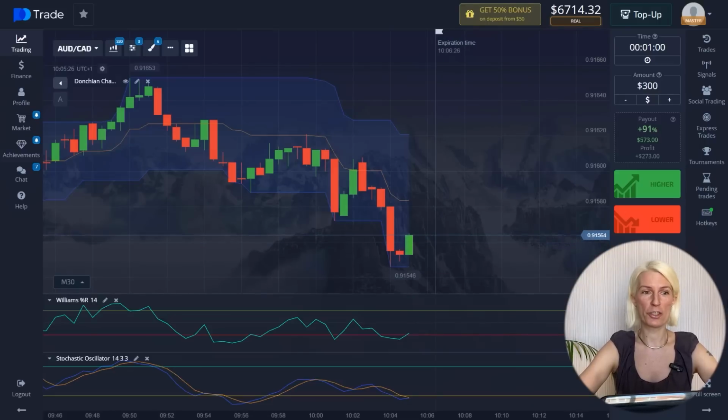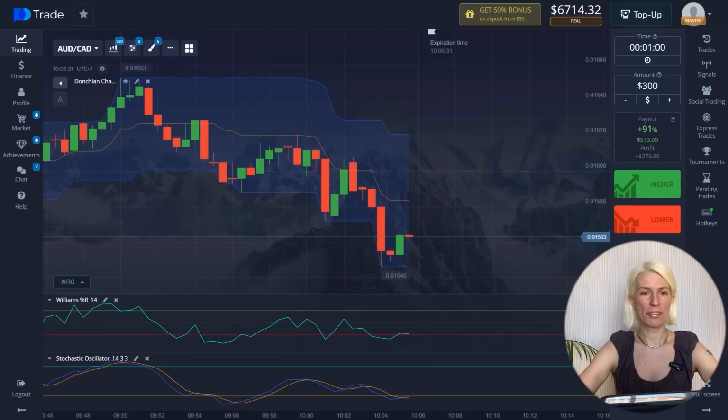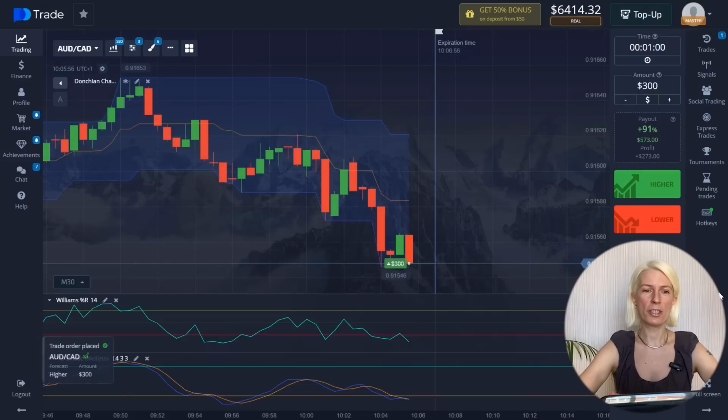The Williams percent range indicator at the same time first gives a clear signal about the possible growth of price, and then it changes it. I wait, and then the price fell to the lower limit of the Donchian indicator, and I opened an up trade for 1 minute with $300.